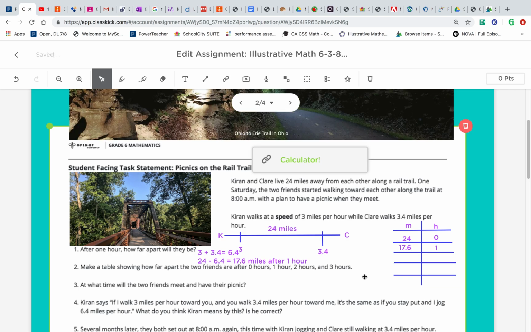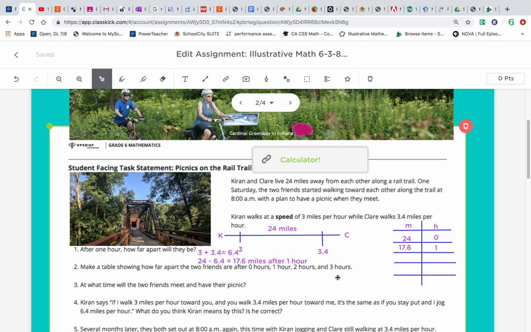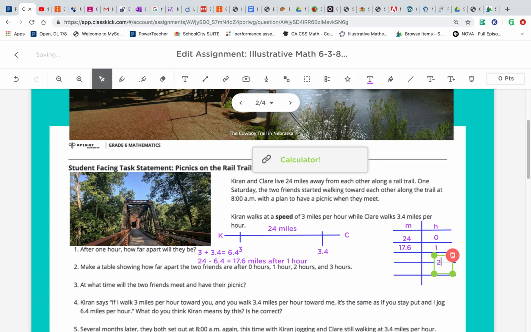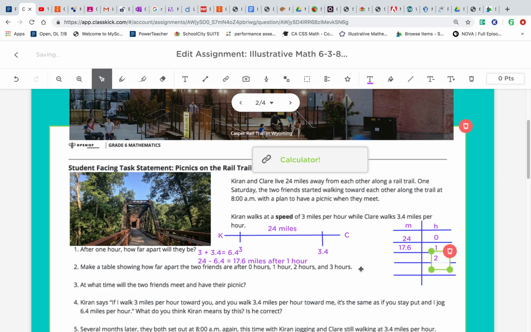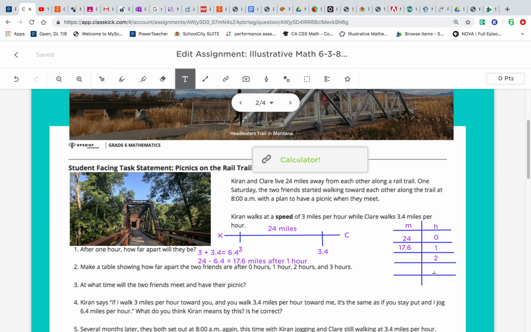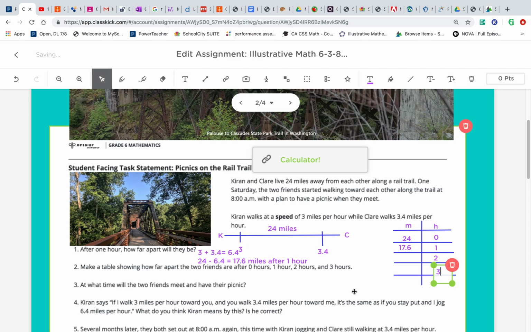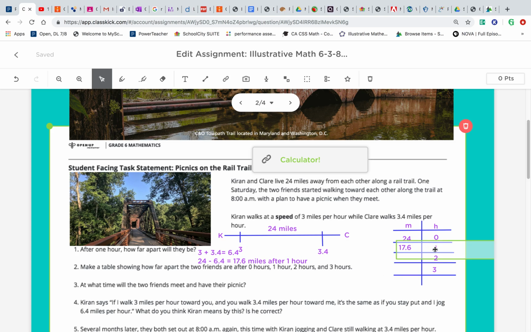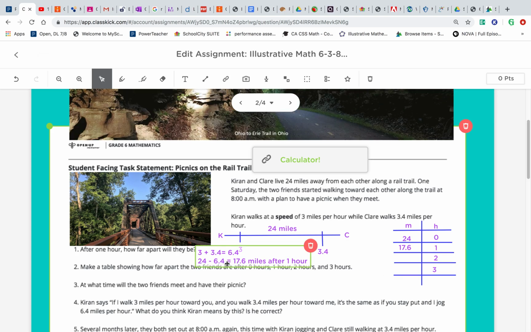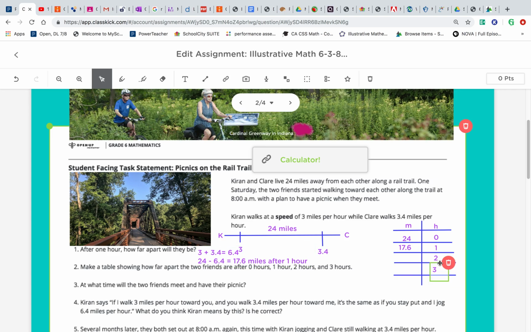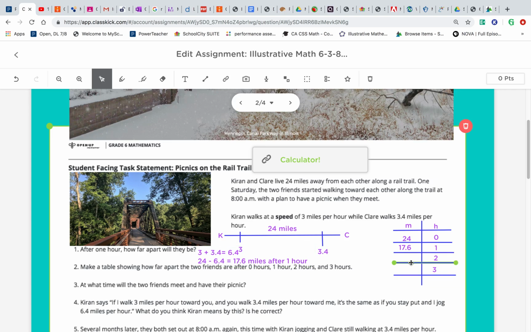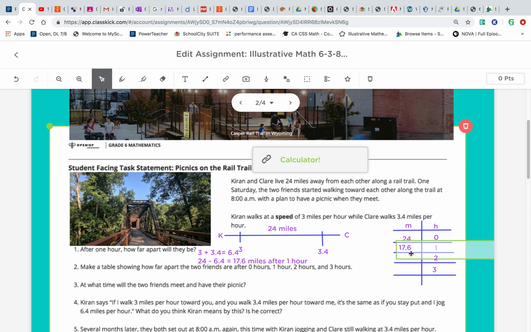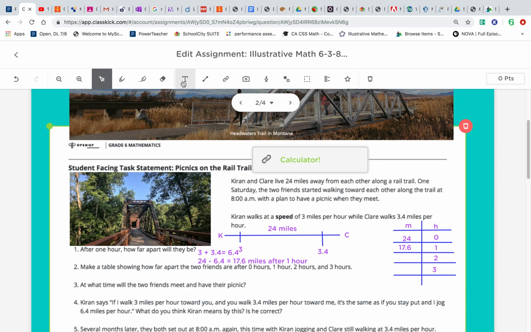And so we want to figure out for the rest here after 2 hours and after 3 hours. So I can go ahead and we can fill in 2 and 3 in the hours. All right. And let's see here. So how much ground are they covering in 1 hour? Well, you just said it was 6.4 miles in 1 hour, right? So if we double that, we're going to take another 6.4 miles away from the distance. So it's going to be 17.6 minus 6.4.